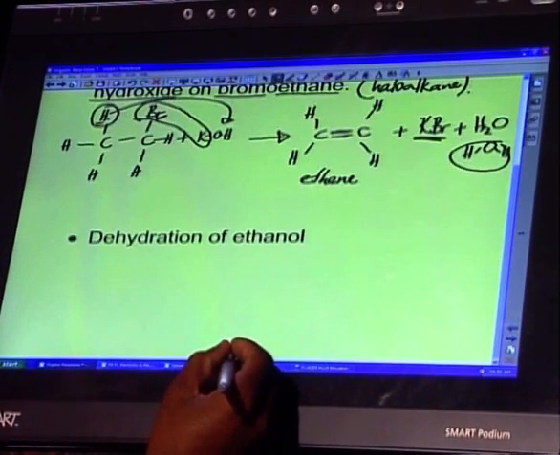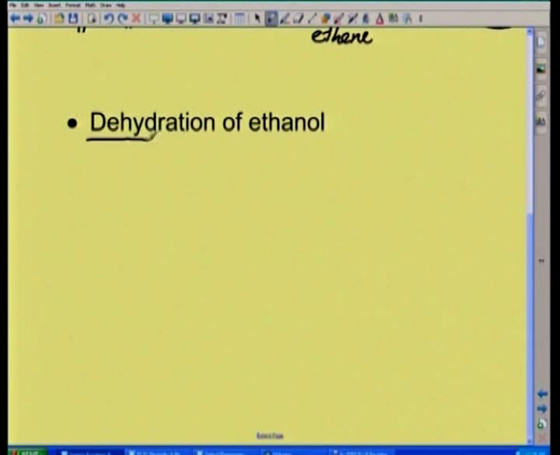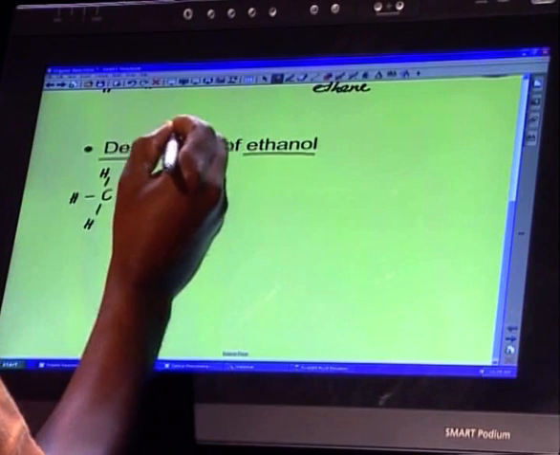Right, let's now talk about the dehydration of ethanol. Ethanol is an alcohol, so we are removing the water content from ethanol. Now, what is ethanol? We have got C to C, then to OH. That's ethanol. Okay? And there are our hydrogen atoms. Now, dehydration, like I said, is the removal of water.